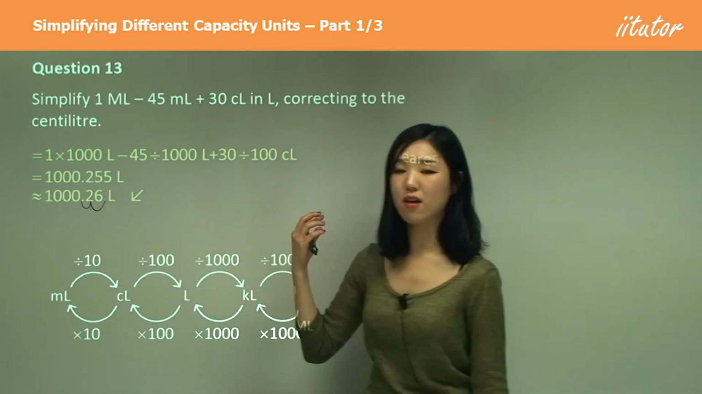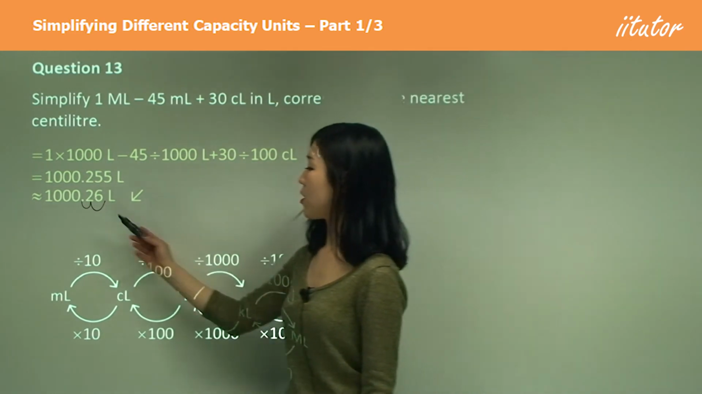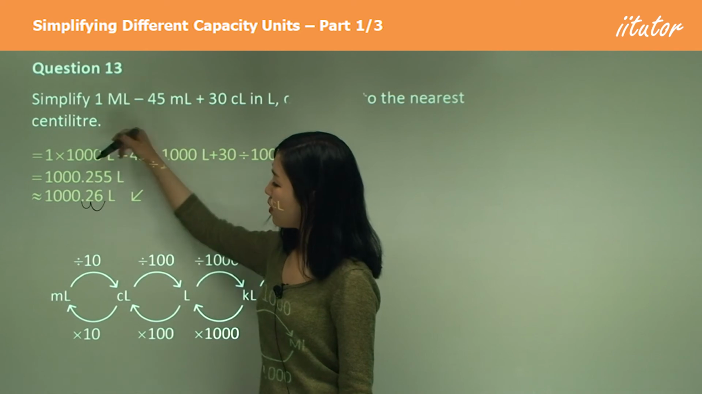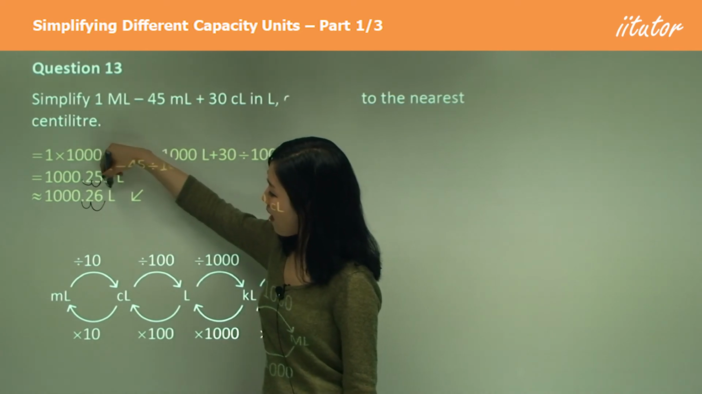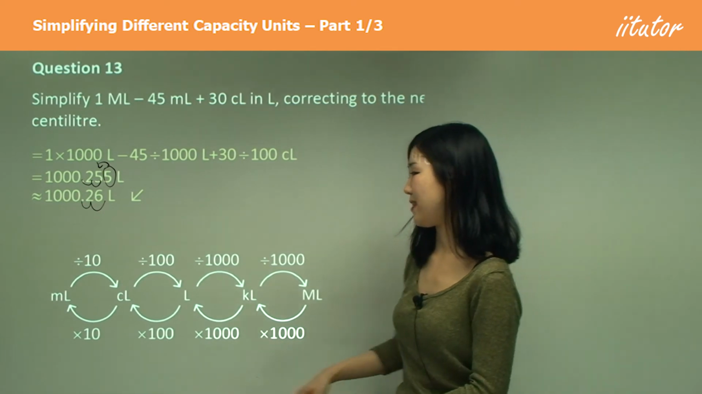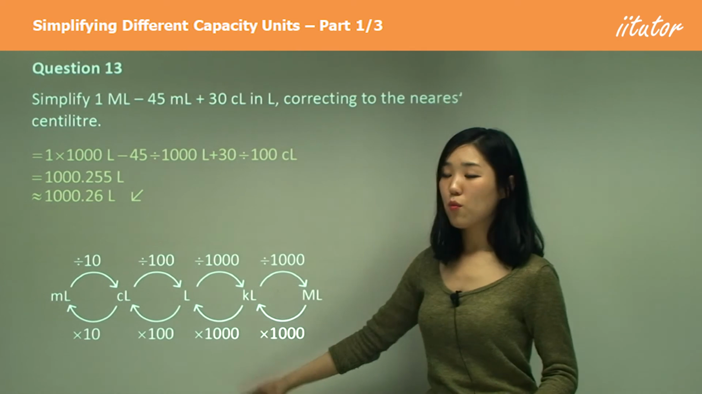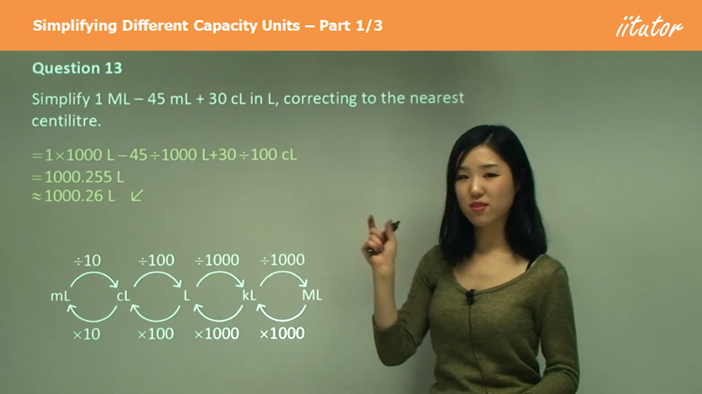Okay, so centi means 100. We round it to the nearest 100th. So we go 1, 2, here, and then 5, we round it up, so 5 should be 6. So that's why it's 26 after the decimal point. So when it says nearest centiliter, we always round it to 2 decimal places because it's the nearest 100th.